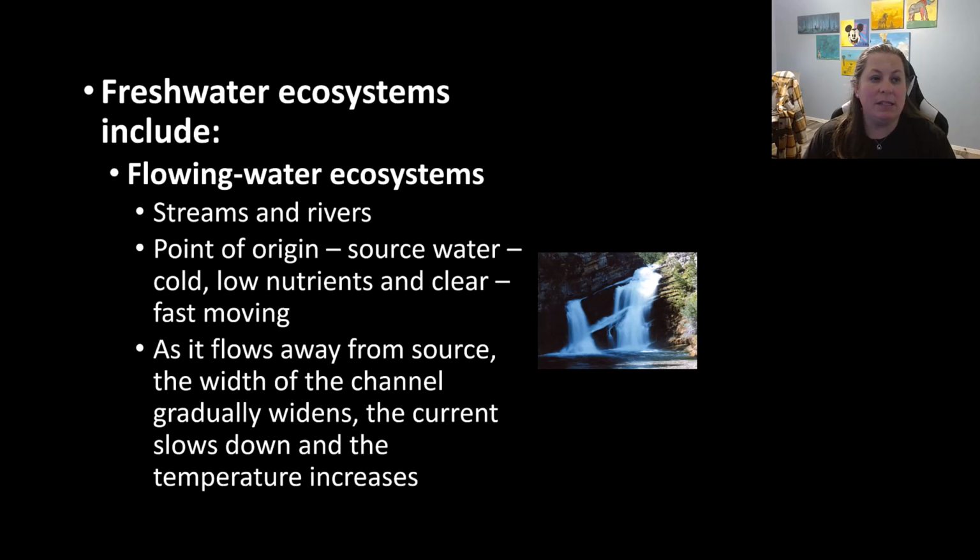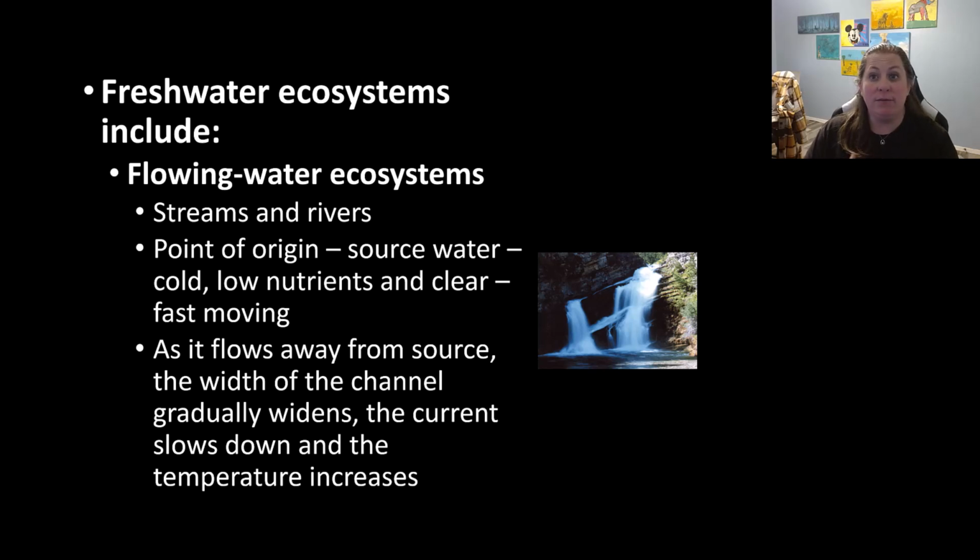Freshwater ecosystems include the flowing water ecosystems. This means streams, rivers, brooks, creeks, that kind of thing. The point of origin or the source of their water is going to be very cold. It's normally in a higher elevation, like in a mountain. Lower nutrients tend to be present, but the water is very clear and fast moving, meaning it's high in oxygen. As it flows away from its source, the width of the channels normally gets wider. So it goes from a stream to a river, a larger body. This means the water starts to slow down a little bit, and the temperatures also begin to increase.